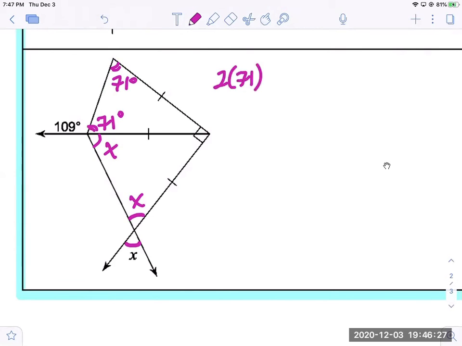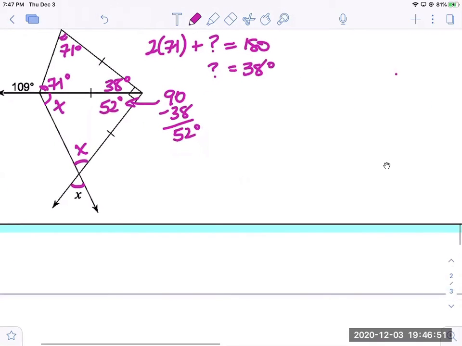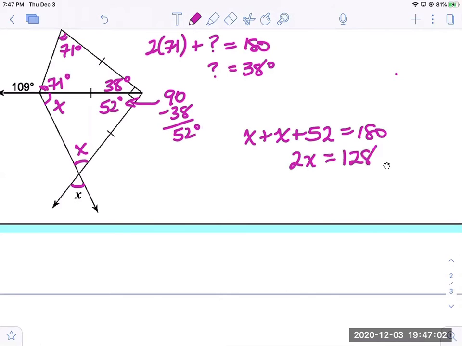71 plus 71, subtract from 180, is going to give us 38 for that angle measure. Okay, and then this one is 90 minus 38, 52. And then x plus 52 equals 180. So 2x equals 128. x is 64.